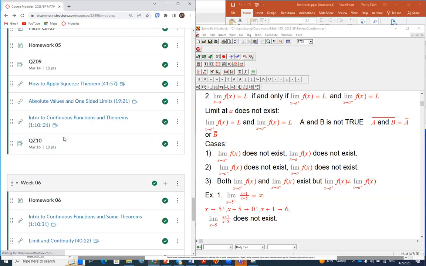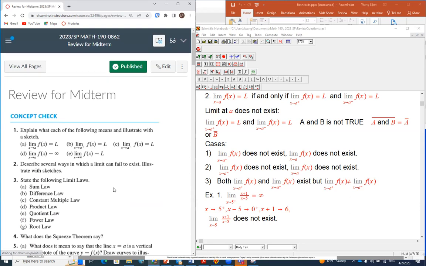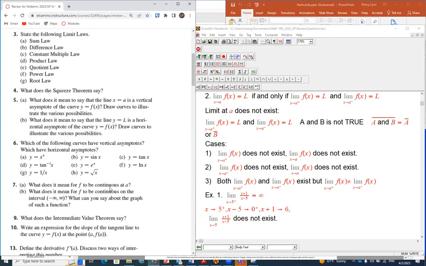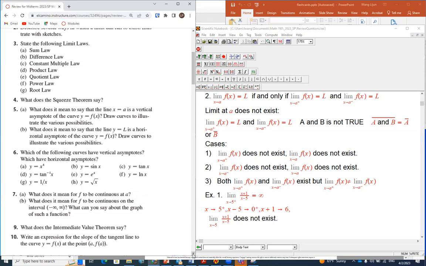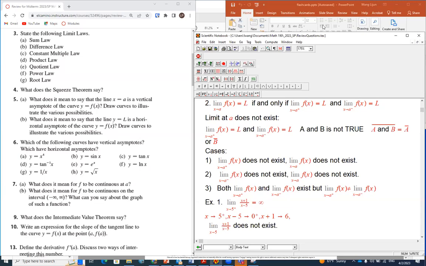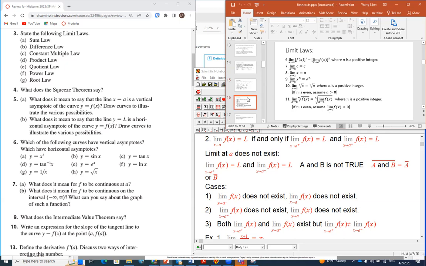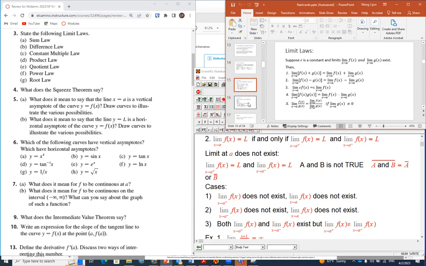Now let's go back to our review for the midterm, and we move down further. Limit laws. We have learned so many limit laws, but what is the essence of them all? I encourage you to look at the limit laws. What are the limit laws? Here are some limit laws. On this page, there are 11 of them.